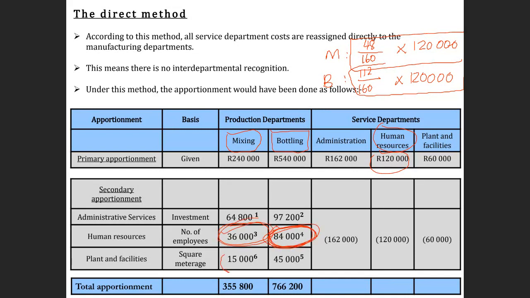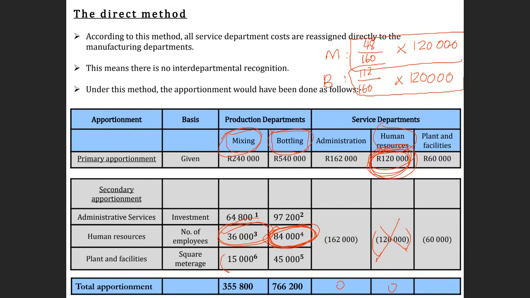And again, now we took this 120,000 and we split the entire amount between mixing and bottling. And so we have got rid of it, which is why you can see that it's in brackets here. It's basically saying that we took the entire 120,000 rand, we allocated it so that basically left us with zero at the end here. So that's your HR department.